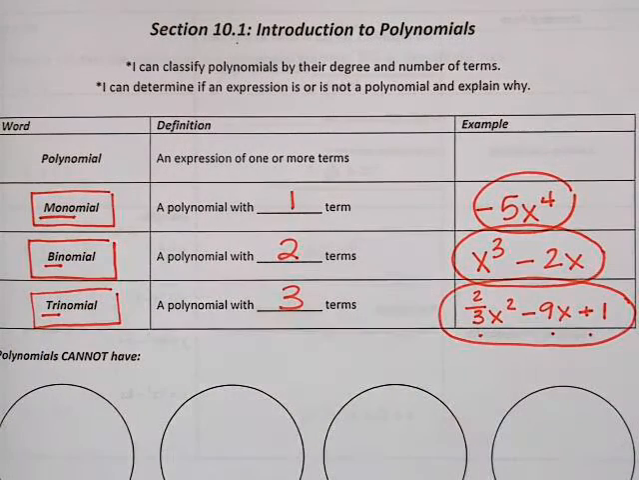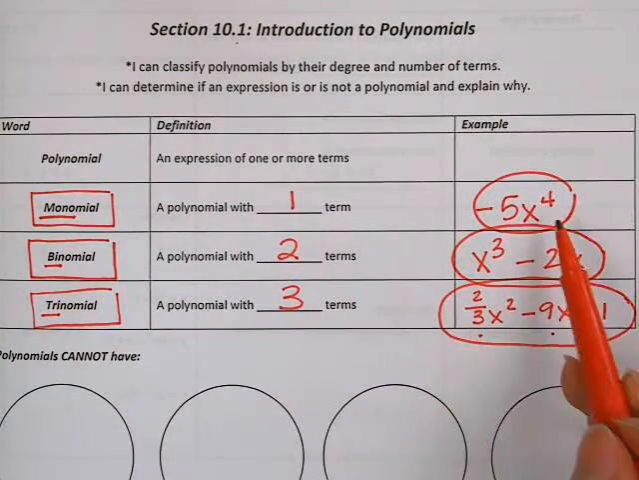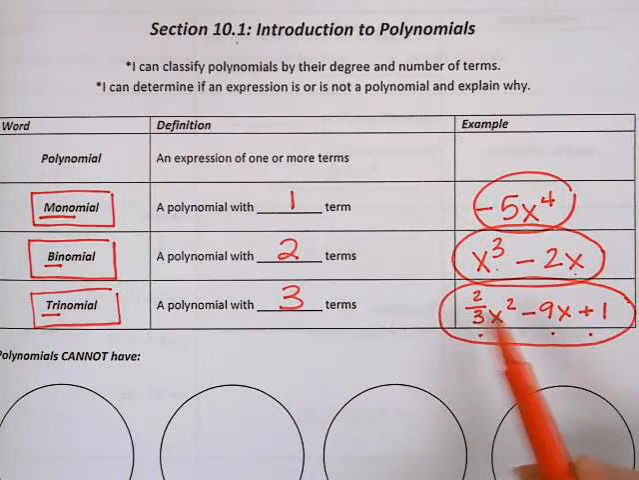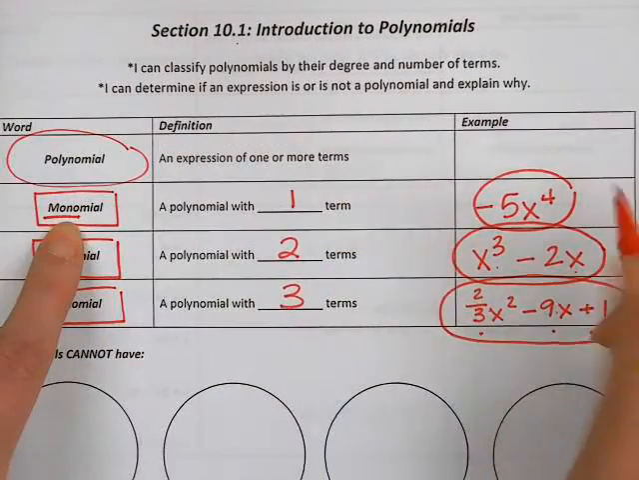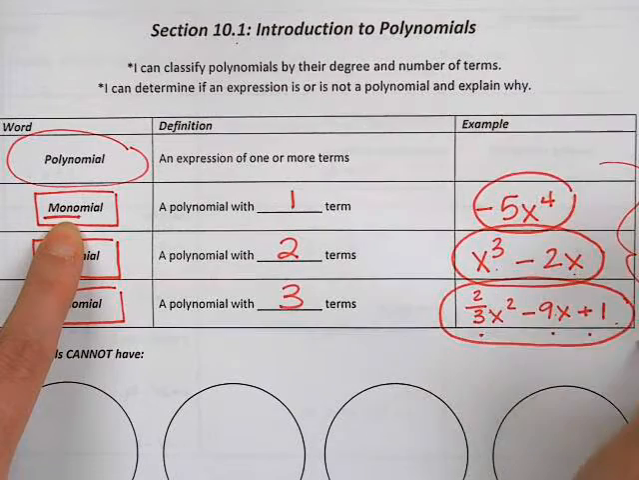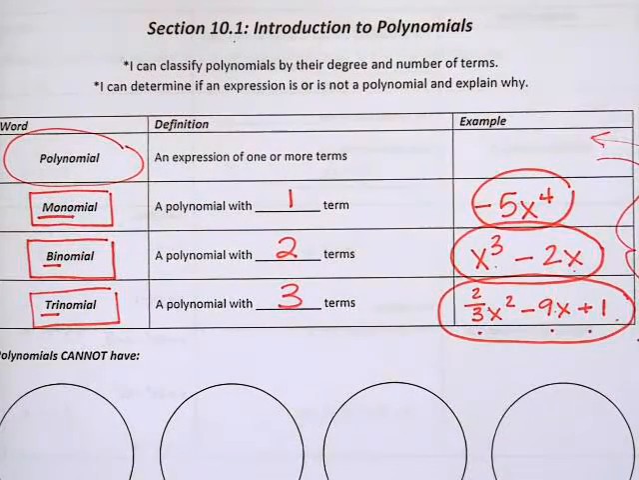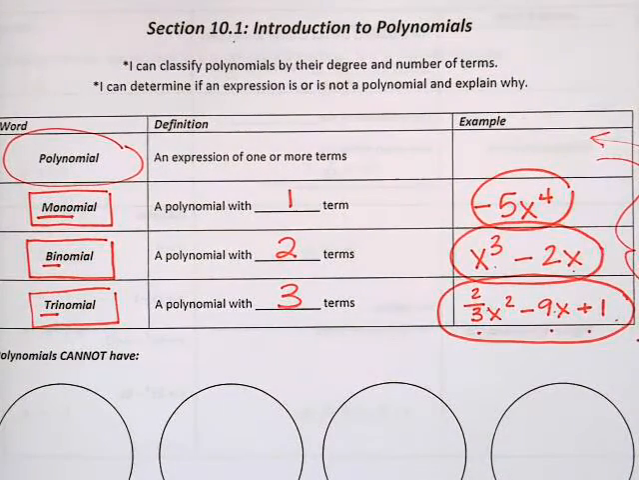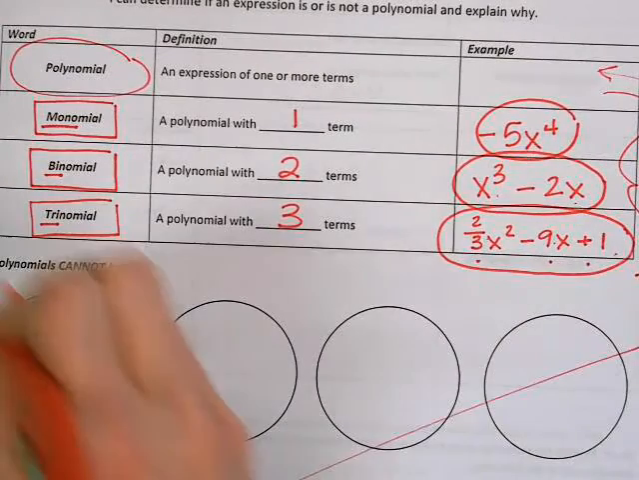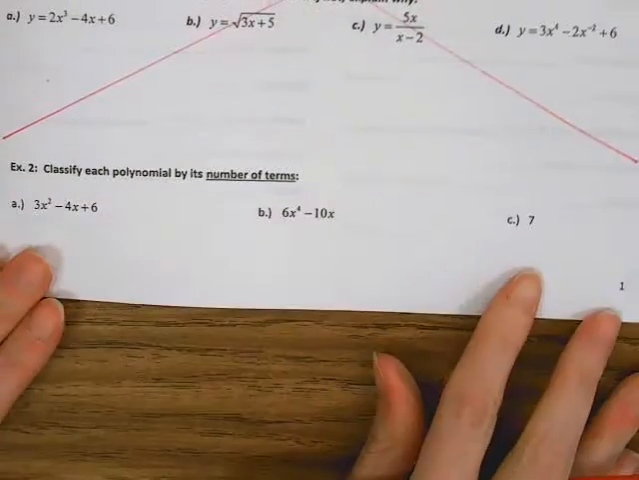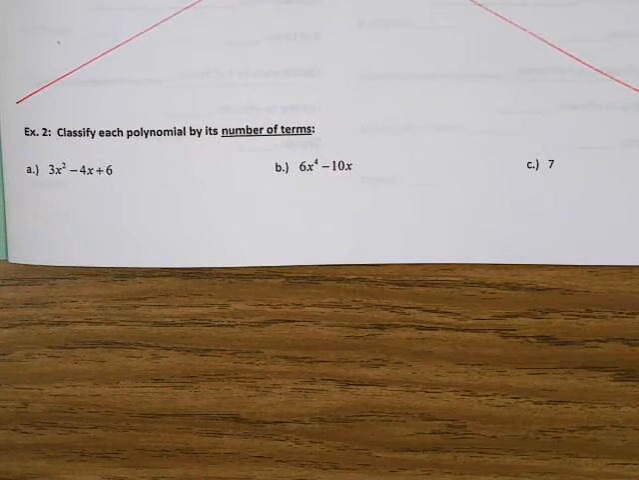So does everybody see the difference there? So monomial's 1, binomial's 2, trinomial is 3. Now, in general, polynomial is any of these or more. So it's any collection of number of terms. All right, we already did this in the exploratory activity. So now, why don't you practice what you just learned?